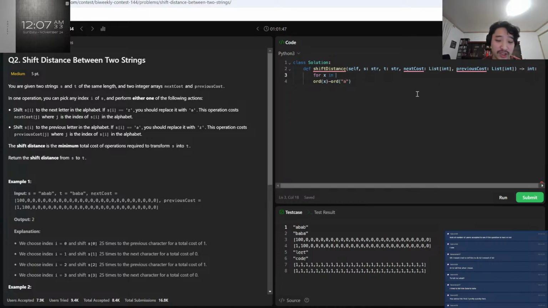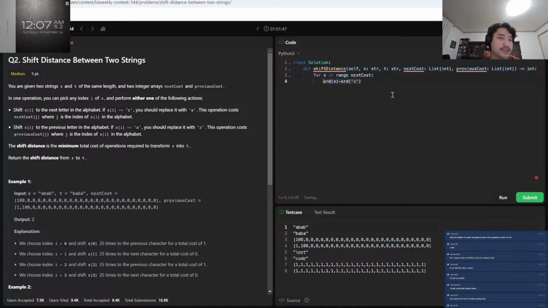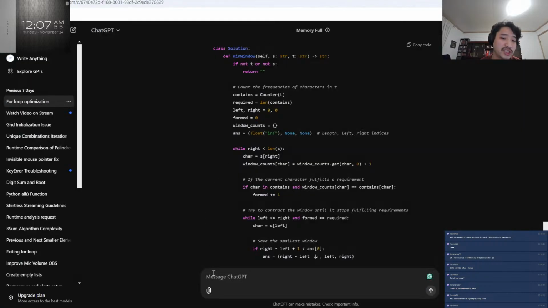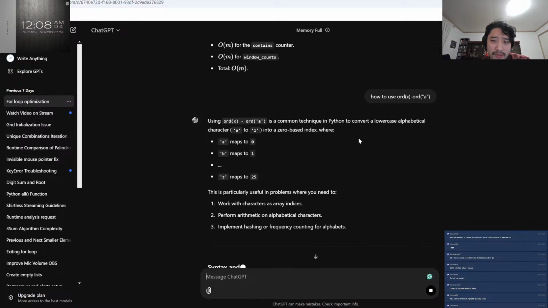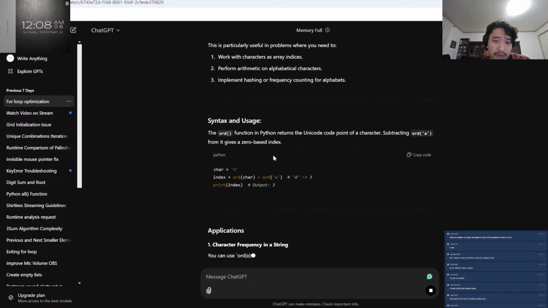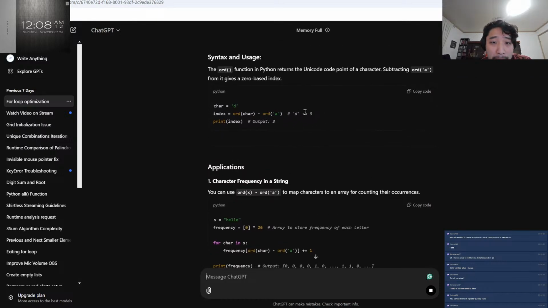For X in range of, let's say, next cast. Like, how did you do this? This is not a competition, so I might just use ChatGPT to understand it. Because I remember you mentioned something like, yeah, this is exactly what I want. Oh, it's just that. Oh, really?